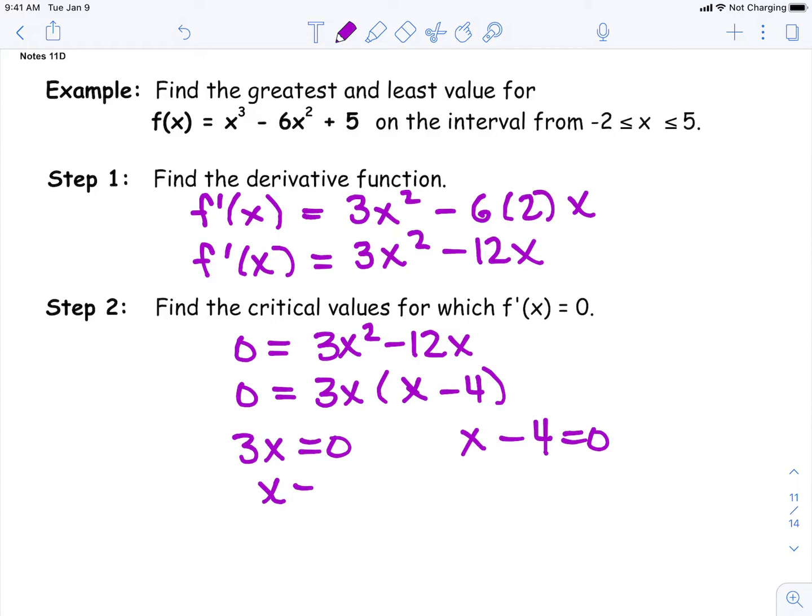So we would divide both sides by 3, and we get x equals 0. And then add 4 to both sides. So those are your two critical values.